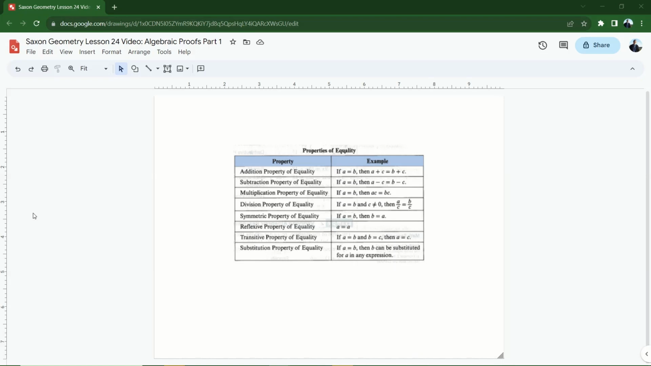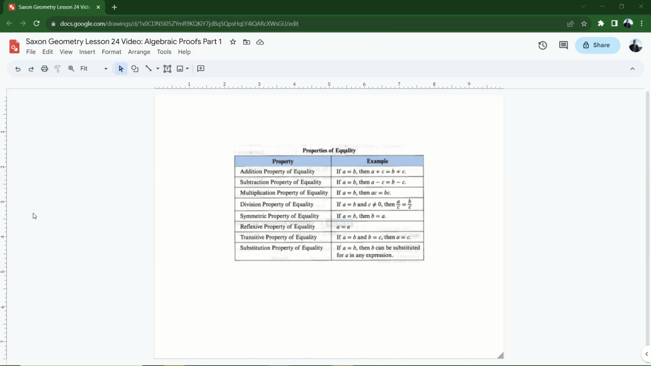The symmetric property of equality. If A equals B, then B equals A. And the transitive property is like a syllogism, right? If A equals B and B equals C, then A equals C. We're going to find uses for those properties in future proofs. Just wait for it. Not in the next video, but in future videos, we'll see some uses for those properties of equality and congruence.